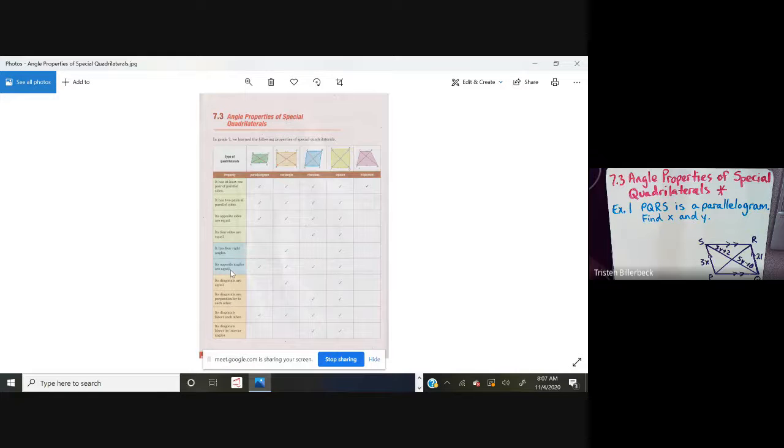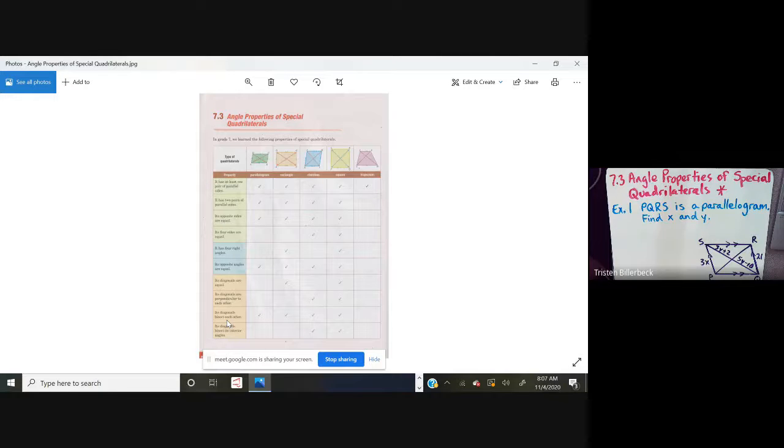Its opposite angles are equal. Well, that's all parallelograms. Its diagonals are equal. Well, that only works for the special parallelograms with right angles, which is the rectangle and the square. Its diagonals are perpendicular to each other. This is a really cool thing, but it only happens if all the sides are the same, which means it only happens in a rhombus and a square. So the diagonals intersect at right angles.